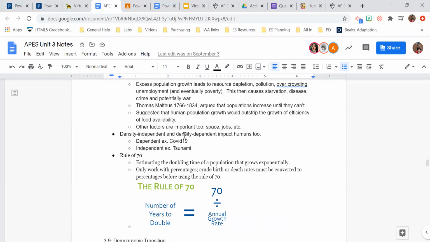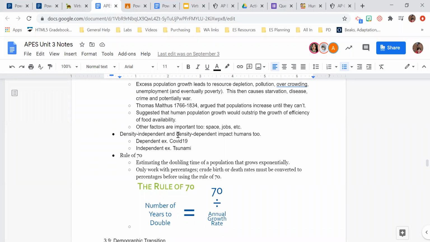So a density dependent factor would be COVID-19. Higher densities, like more people in one area, equals more transmission. So that's why we're trying to keep fewer people around, not having gatherings of more than 50 people, which can slow that spread. Density independent factors would be those that do not depend on density. So everyone in the area would be affected regardless of how many people were in the area in total. That would be like a tsunami, an earthquake, a natural disaster.